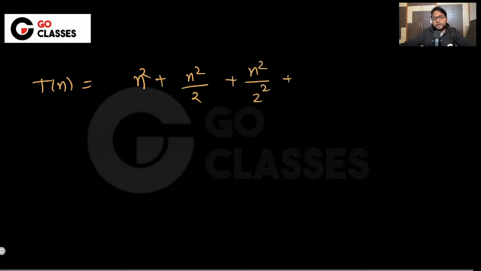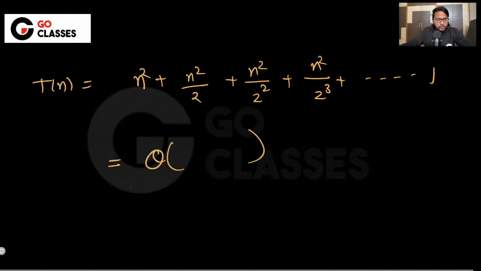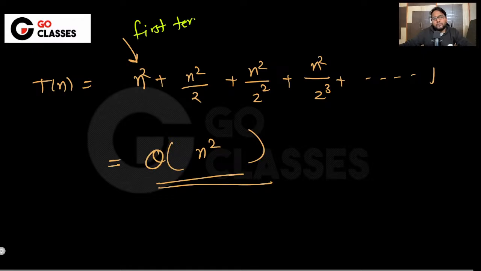Let's suppose I write some formula like this: n square upon 2 plus n square upon 2 square plus n square upon 2 cube. Let's suppose I write some decreasing GP. Can you directly tell me what is the answer? This is going to be theta of n square. Why is that the case? Because the first observation is that it is a GP, and that too a decreasing GP. So the first term is always the correct answer.